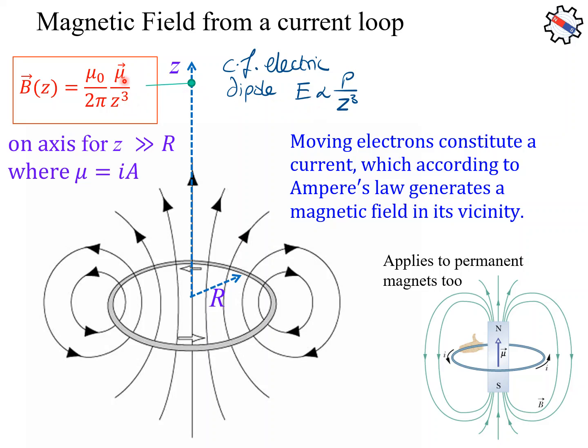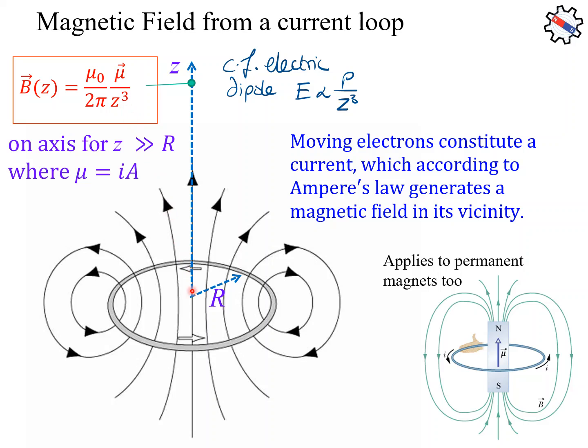Here we have a magnetic dipole measured by mu. Mu is the current in the loop times by the area of the loop. And for an electric dipole, P was the value of the charge times the separation of the two equal and opposite charges. So very different phenomena, but both going as 1 over z cubed. At least that's easy to remember.